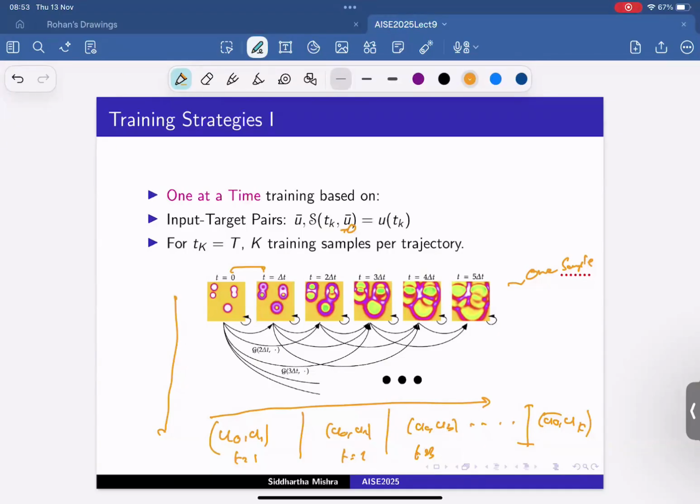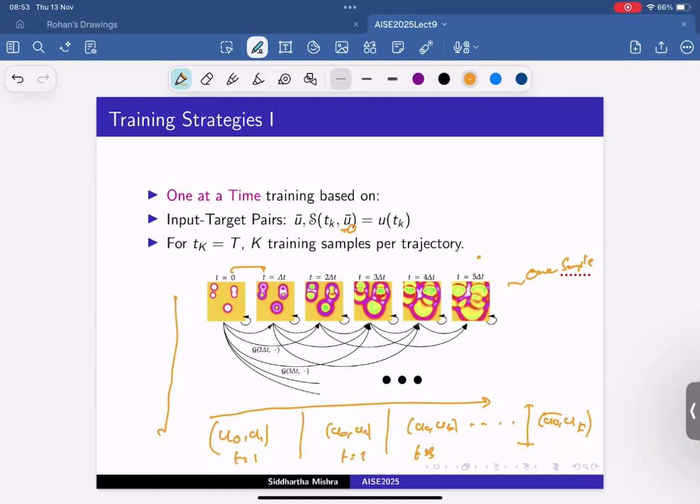Remember that this is different from an autoregressive setting, because in an autoregressive setting, to go up to t equal to 5, I would repeatedly apply the operator. And this is not so easy to train sometimes. So usually in autoregressive settings, people only train for the next time step, or maybe they train a rollout length of 2.